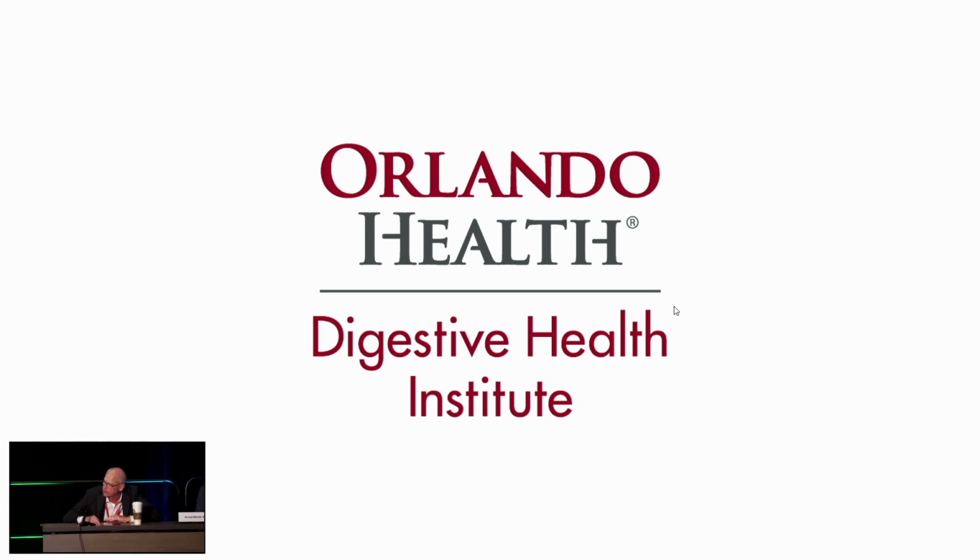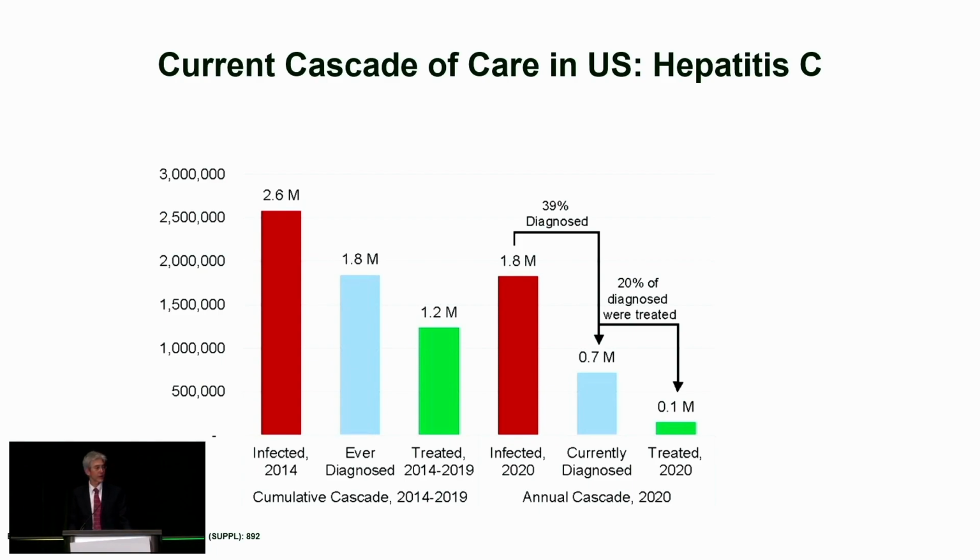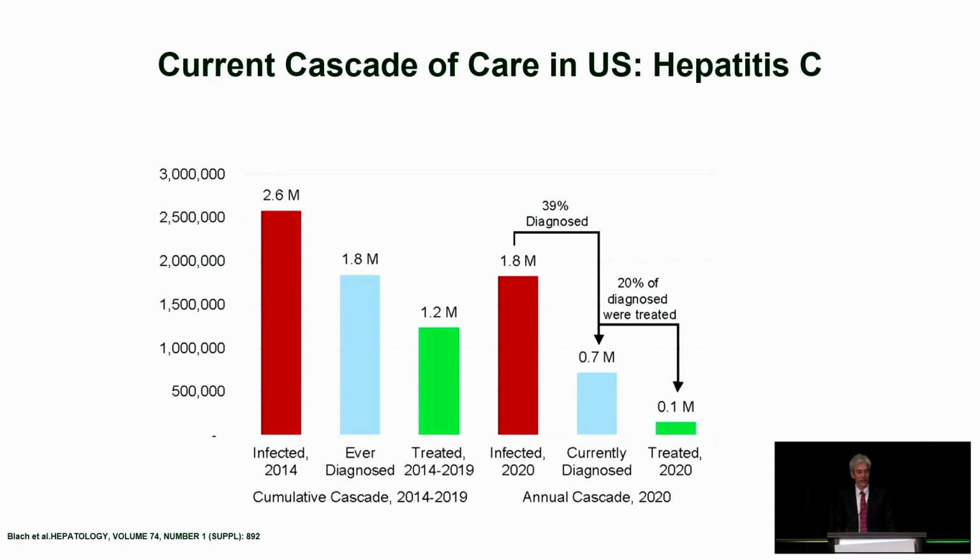What is new for 2022? Thank you so much. So we're going to talk a little bit about the basics, but I'm also going to try to include some of the more recent developments and observations in viral hepatitis B and C. So here, this was just presented at our liver meeting about a month ago, is the current cascade of care in hepatitis C. So as all of you know, you're going to learn, you can cure hepatitis C virtually all of the time.